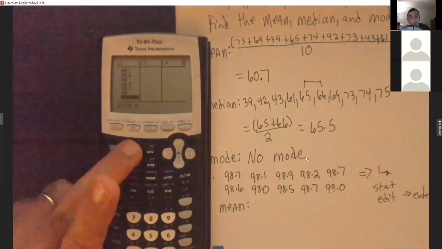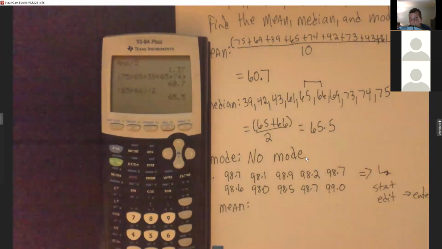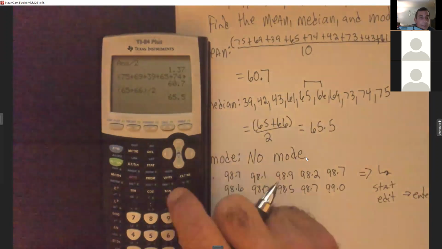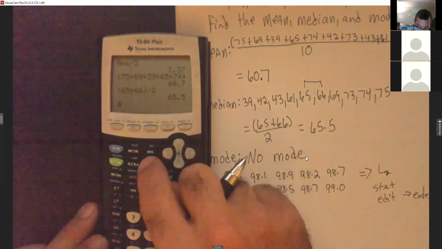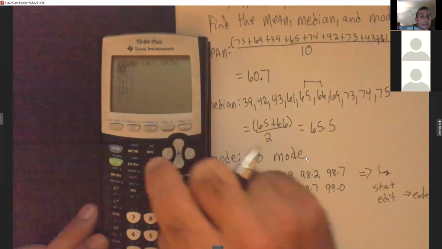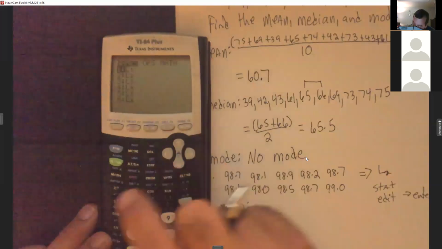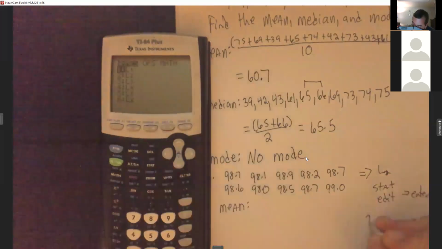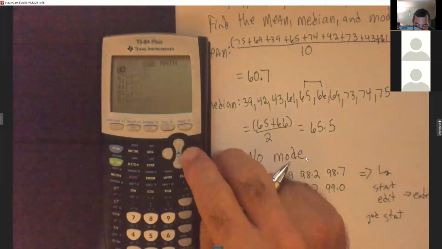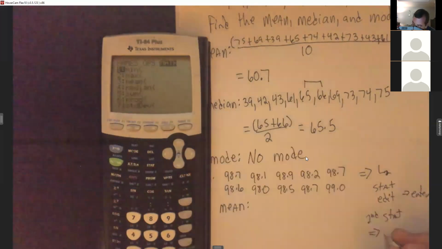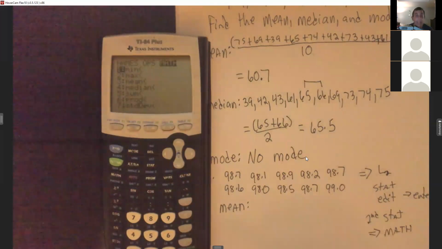I'm going to quit the screen and hit second mode to quit. So watch this. I'm going to hit second stat, and I'm going to go over to math. So arrow over to math. And guess what you see in that column? The third thing you see is the mean. And we're wanting to find the mean, so we hit enter on the mean.